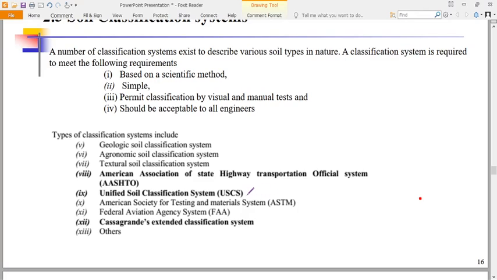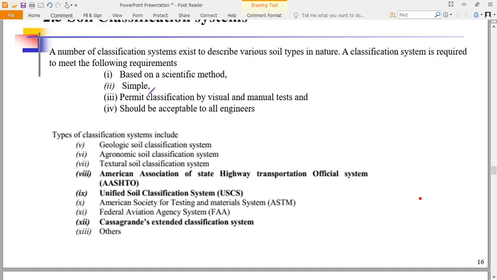Okay, class. Today I'm going to get back to soil classification. A number of classification systems exist to describe the various types of soil in nature. The purpose of a classification system is to be able to identify soil which has similar characteristics, similar properties, similar behavior, and loading.